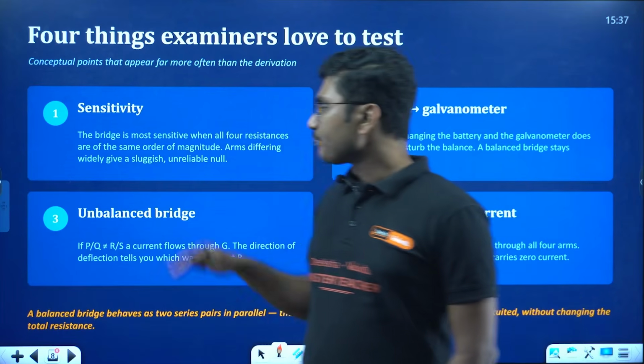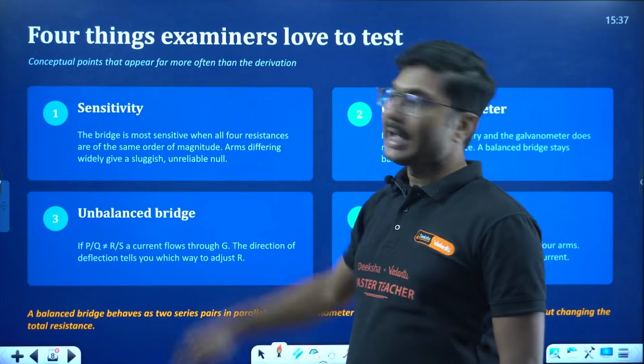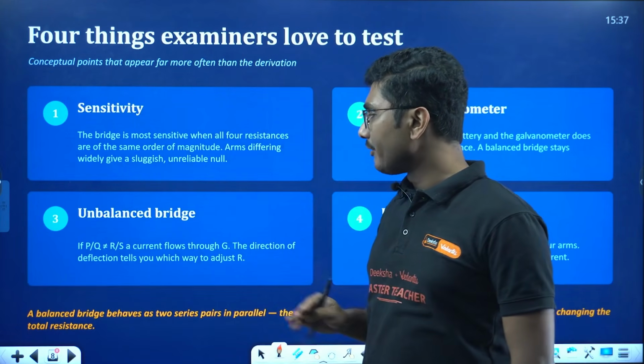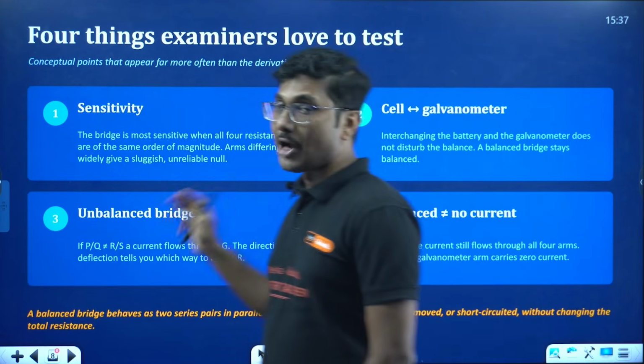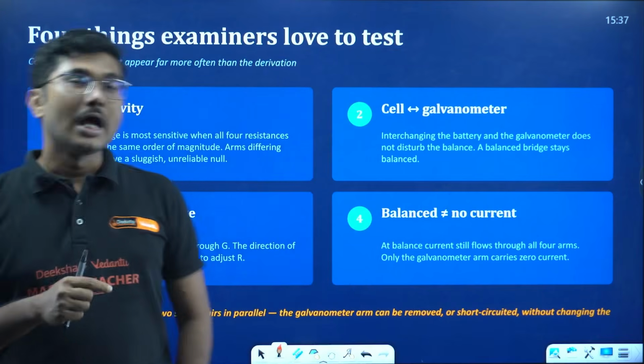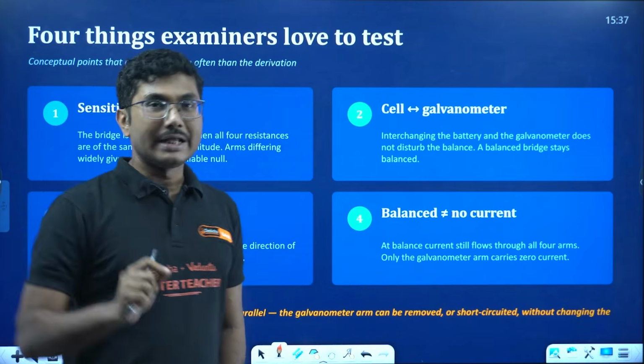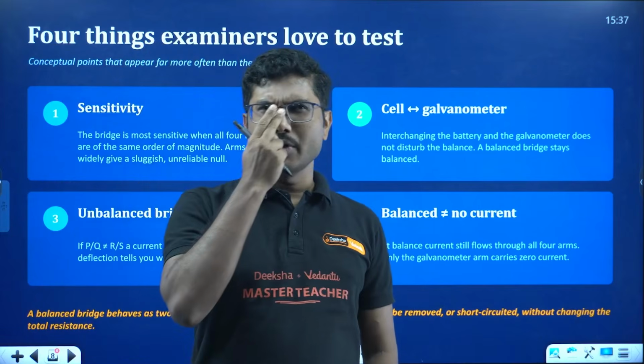That is one. Now the unbalanced bridge: if P upon Q is not equal to R upon S, current flows through G, and the direction of deflection tells you that you have to adjust R, the bridge is not balanced. Based on the unbalanced bridge, a numerical question came only once, in 2024, if I remember, or 2025.